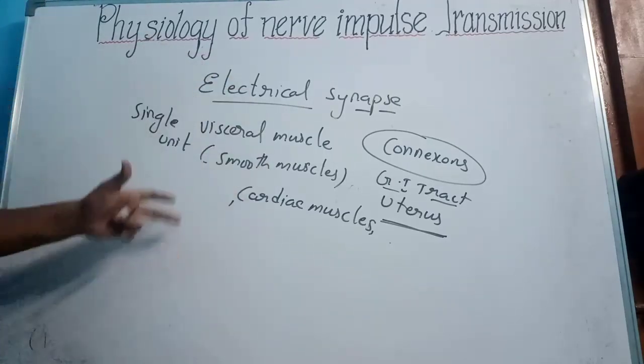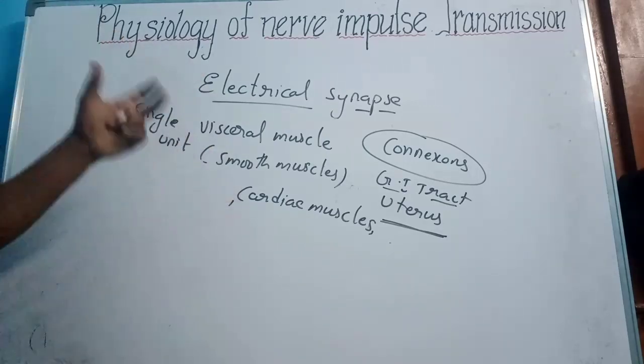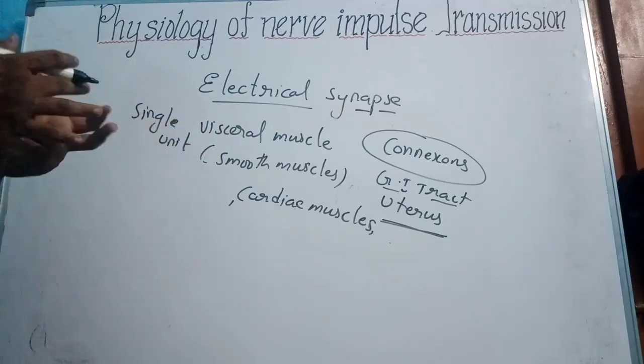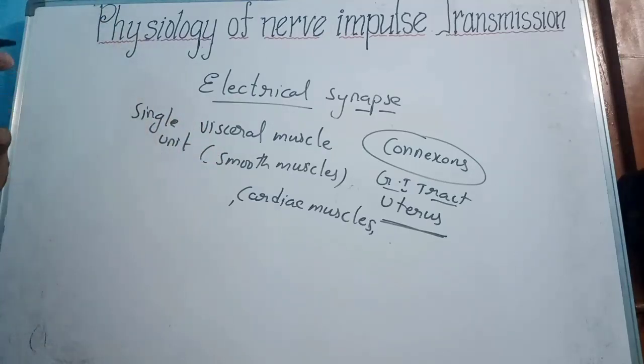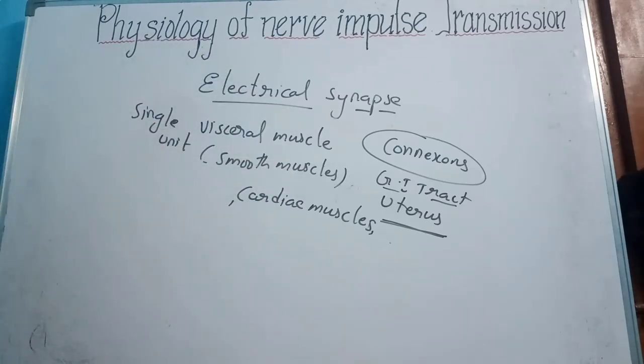So these are some of the examples where we can find electrical synapse, and there is faster movement of the ions, or easy movement of ions, where they can simply activate without any requirement of chemicals. That is about the electrical synapse. Now coming to the other type of synapse.